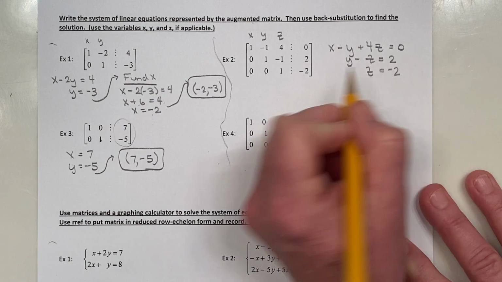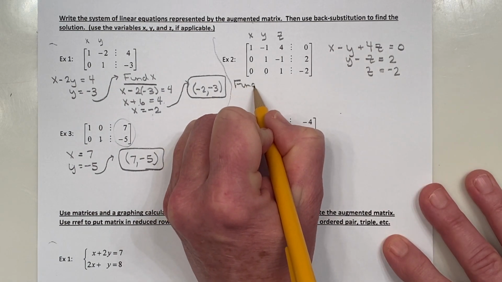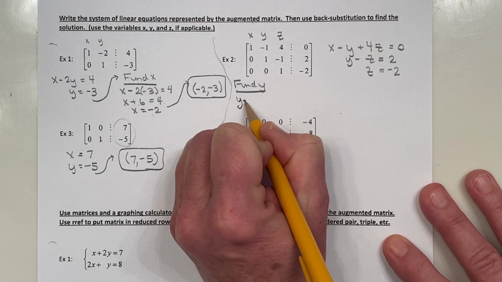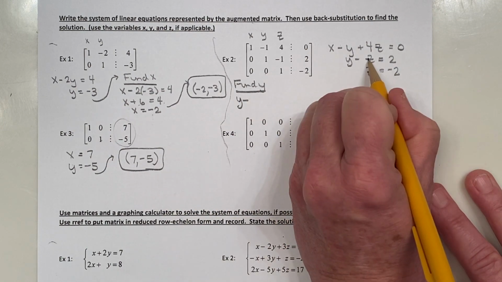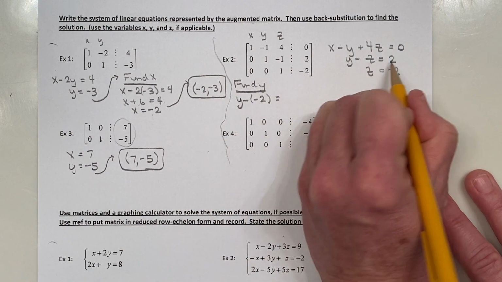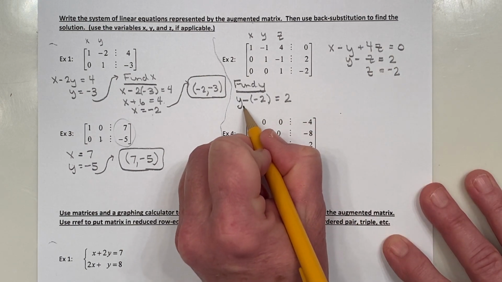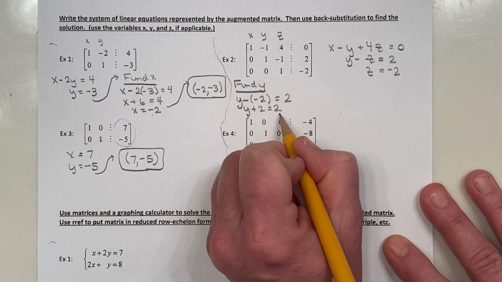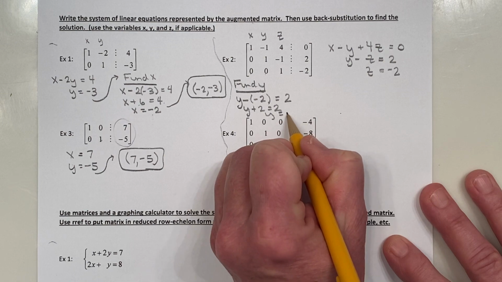So z equals negative 2. Let's next find y. So y minus, and z is negative 2, so y minus negative 2 equals 2. So this will be y plus 2 equals 2. We'll subtract a 2 from both sides, so y equals 0.